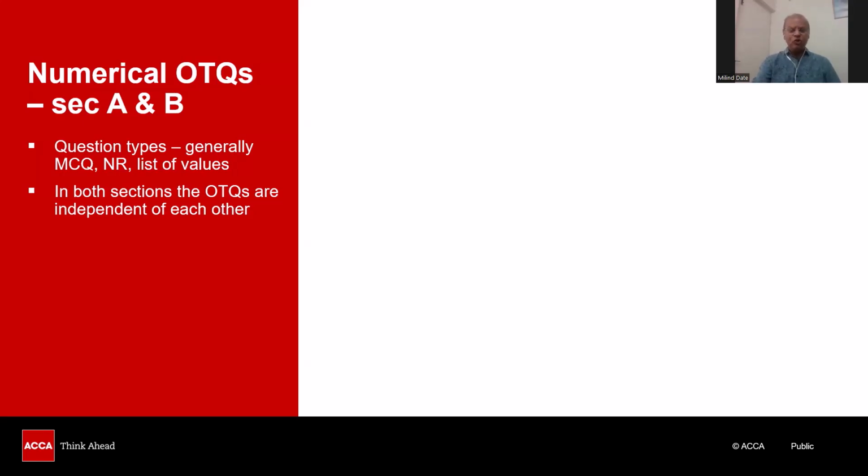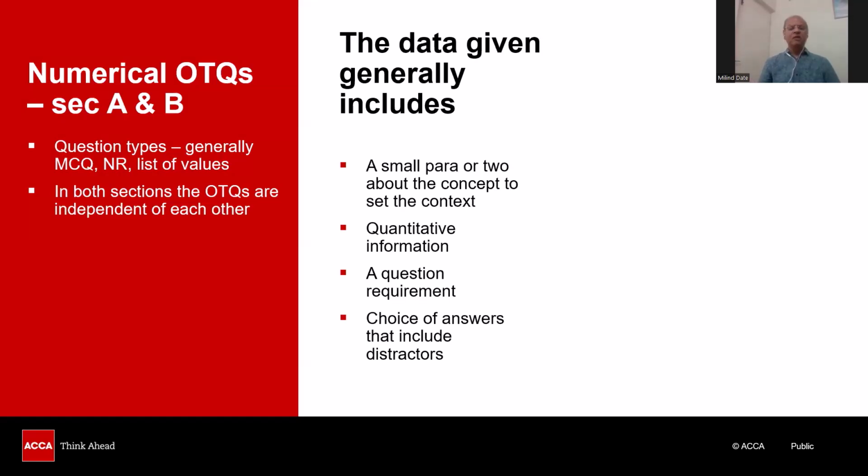Now, typically for numerical examples, the data that you are likely to get in the examination would include a small para or maybe a couple of sentences about the concept to set the context of the requirement. There will invariably be some quantitative information given because this is a numerical question. And then there is a line which talks about the question requirement, followed by, of course, the choice of answers, which will also include distractors, especially in case of MCQs or multiple response type questions.